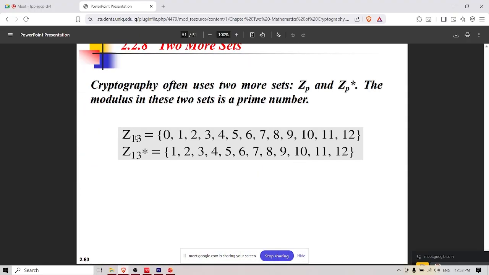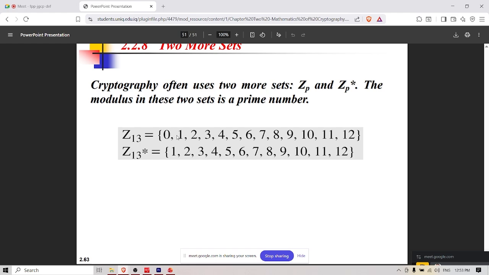Now, guys, take a look at here. It says that Z13 is equal to 0 to 12, because Z_n is from 0 to n minus 1. N is 13, so Z13 would be 0 to 12. If we count it, 1, 2, 3, 4, 5, 6, 7, all the way, would be 13 digits. However, Z13 asterisk would start from 1 because we use it for multiplication. If we multiply something with 0, we will get 0.